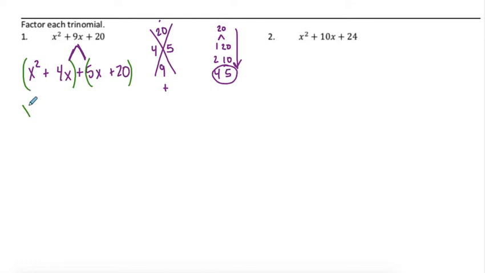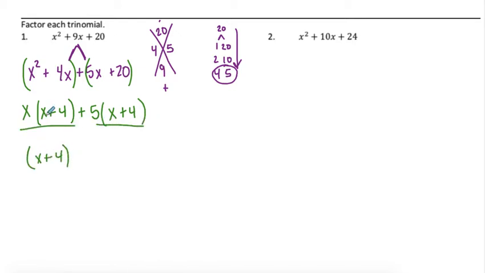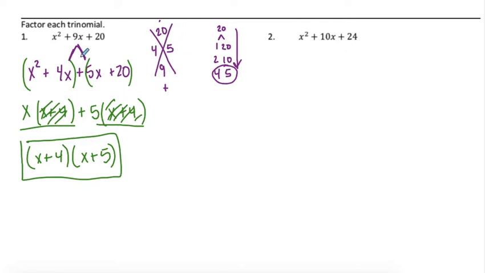X squared and 4x have an x in common. X plus 4 left over. Plus 5x and 20. I can take a 5 out of both of those. Which, again, I should have that matching binomial. X plus 4 coming out. And if I take out the x plus 4, my leftover binomial is x plus 5. The new part here is coming up with these 2 numbers to split. And then from there, we have our factor by grouping. Here's my final answer, factored out completely.